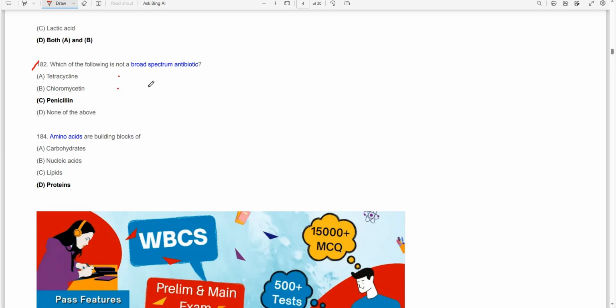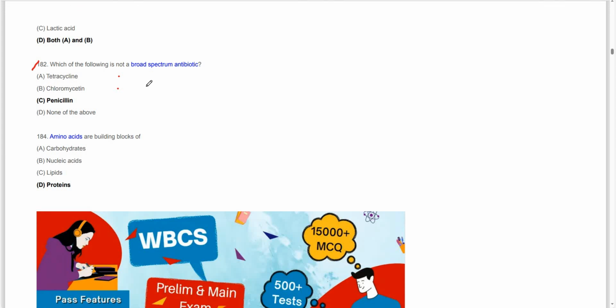Tetracycline, chloromycetin. The pronunciation would be chloromycetin and tetracycline. These are kind of difficult names to pronounce, so we have to pronounce them multiple times to get a proper understanding of them.